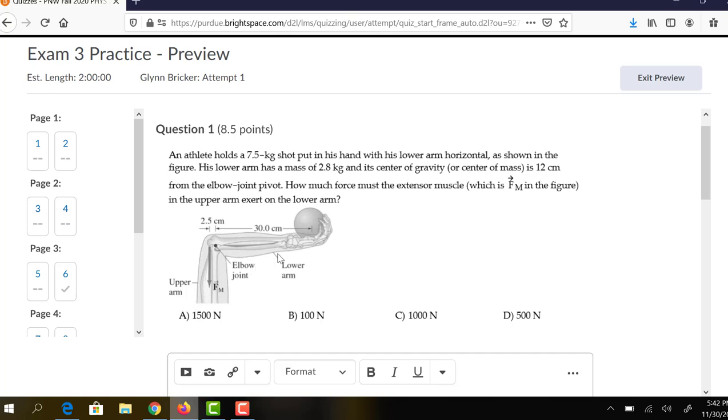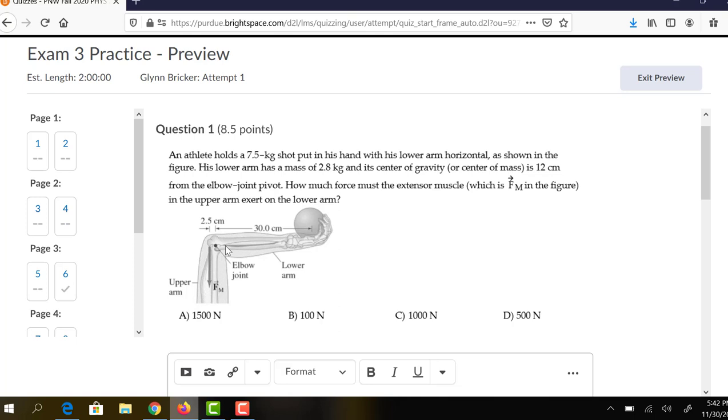So if you have your arm in this position, the arm itself is trying to rotate clockwise. The shot put is also trying to make it rotate clockwise. What stops that from happening? It's this muscle here, this extensor muscle, and the extensor muscle is 2.5 centimeters from the pivot point. So the extensor muscle is trying to make it rotate counterclockwise, and the weight of the arm itself and the weight of the shot put are trying to make it rotate clockwise. But those are balanced. It's not going anywhere. So we want to know, how much is this force? Okay, let's take a look at that.